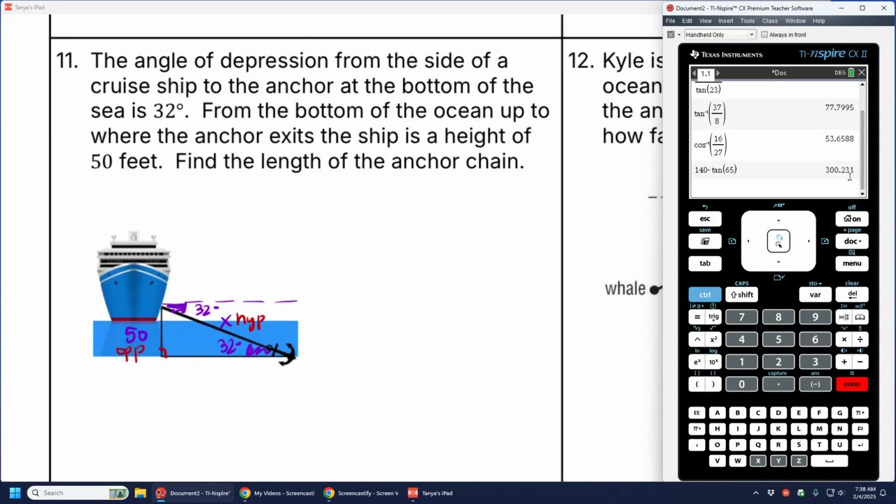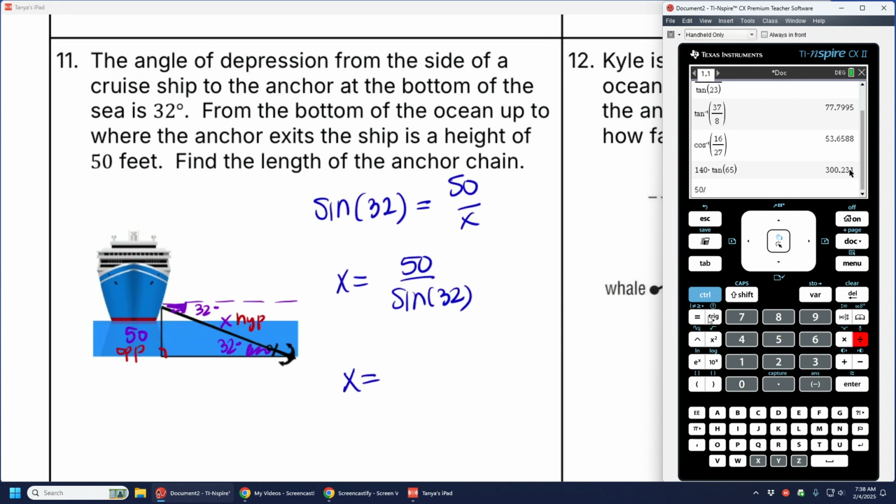So the trig ratio that uses opposite and hypotenuse is sine. Sine of 32 degrees equals opposite over hypotenuse, 50 over X. Because X is at the bottom, we could just switch it with the trig ratio. So X equals 50 over sine 32. And then now let's just type that into the calculator. And I get 94.4. So that chain is 94.4 feet long.